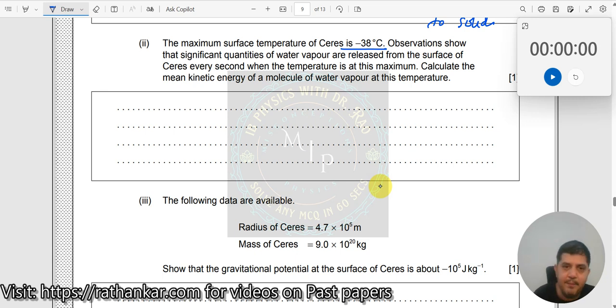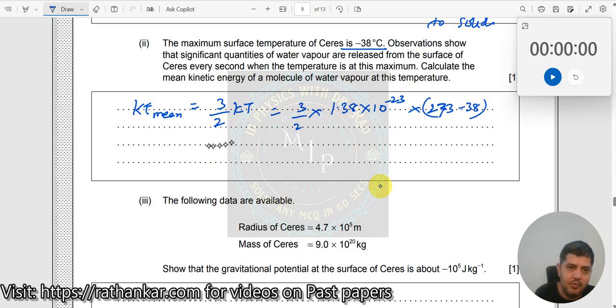So what should you do? What is mean kinetic energy? Mean kinetic energy is given by the formula 3/2 kT. Very simple. So what is T? Minus 38. You have to convert this into Kelvin. So let us write this: 3/2 into what is k? 1.38 into 10 to the power of minus 23, the Boltzmann constant, multiplied by 273 minus 38.